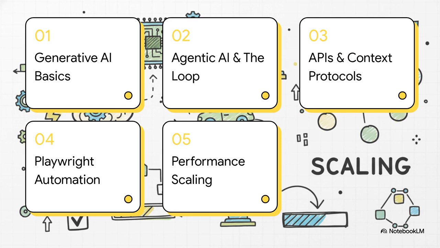Here is a quick look at our roadmap. We're starting with generative AI fundamentals, moving into Agentic AI and the Loop, touching on APIs and context protocols, and then wrapping up with automated testing using Playwright and scaling it all with performance engineering.